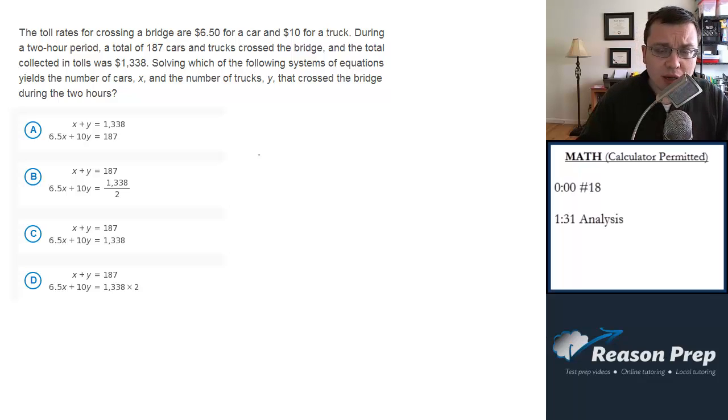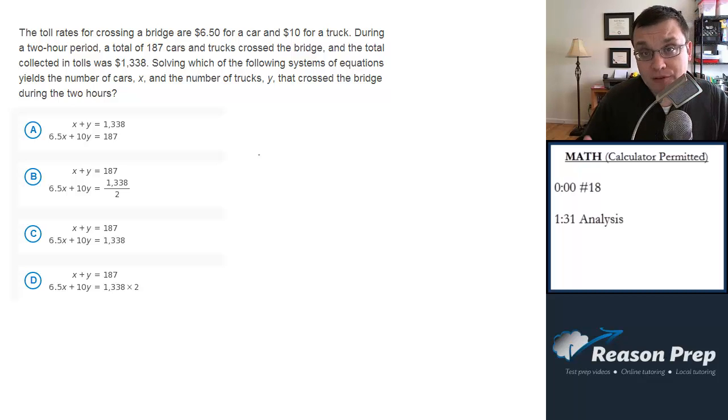The toll rates for crossing a bridge are $6.50 for a car and $10 for a truck. During a 2-hour period, a total of 187 cars and trucks crossed the bridge, and the total collected in tolls was $1,338. Solving which of the following systems of equations yields the number of cars, x, and the number of trucks, y, that crossed the bridge during the 2 hours.